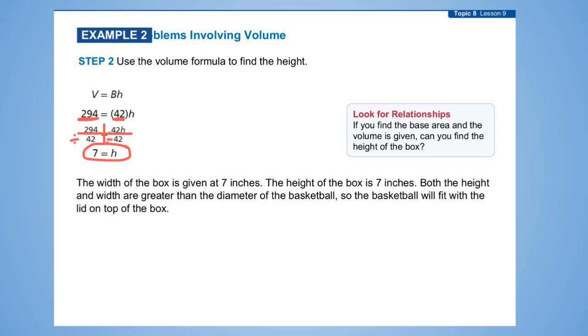The width of the box is given at 7 inches. The height of the box is 7 inches. Both the height and the width are greater than the diameter of the basketball, so it will fit into the box with the lid on.